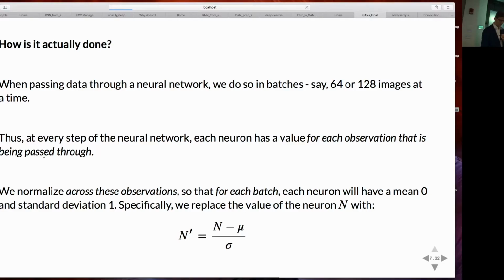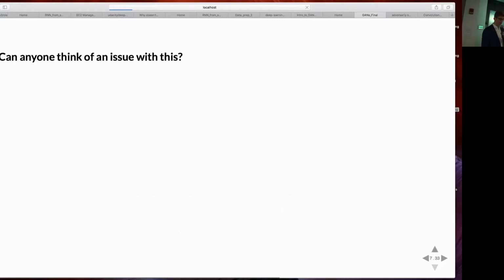All right. I want to get to a subtle point with batch normalization. Can anybody think of an issue? This is really subtle. Can anybody think of an issue with doing batch normalization with convolutional neural networks?